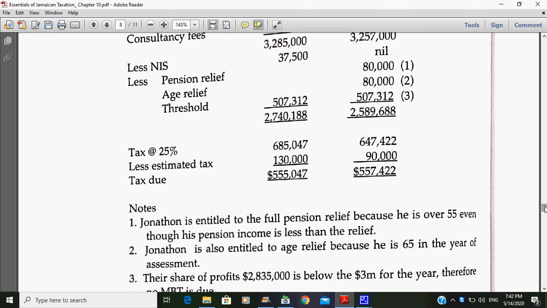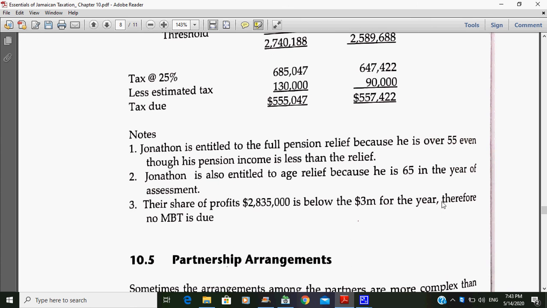Now we will look at some notes here. Note 1 says that Jonathan is entitled to the full pension relief because he's over 55, even though his pension income is less than the relief. Jonathan is also entitled to age relief because he is 65 in the year of assessment. This year's profits, 2,835, are below the 3 million for the year. Therefore, no minimum business tax is due for these persons.